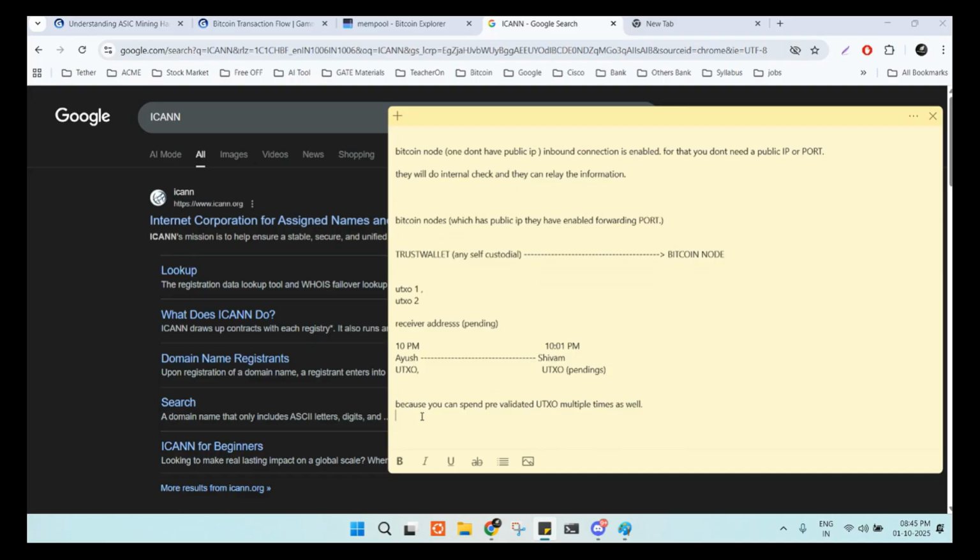So, validation I can understand. But if I'm sending one, it is already validated. I'm sending it. There is no need for validation anymore, right? Because it's there in my wallet. What I'm thinking is unnecessarily we are creating a validation overload. Under what condition do you think that this can be double spent?